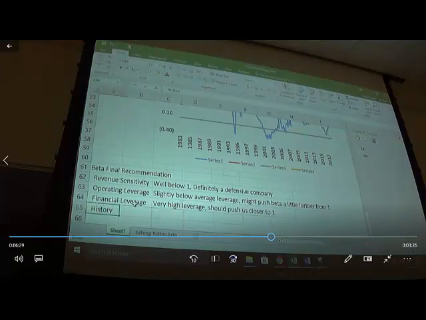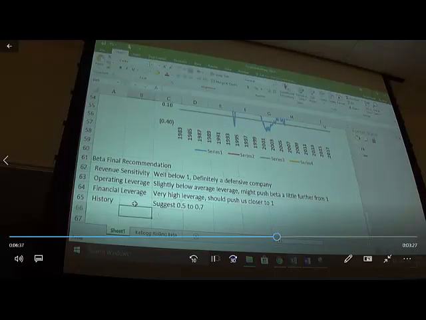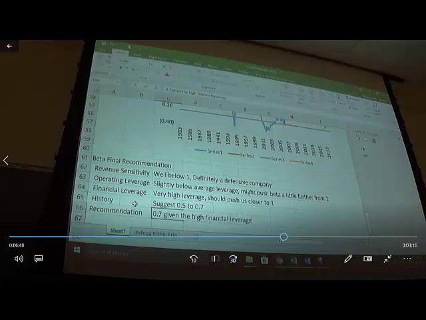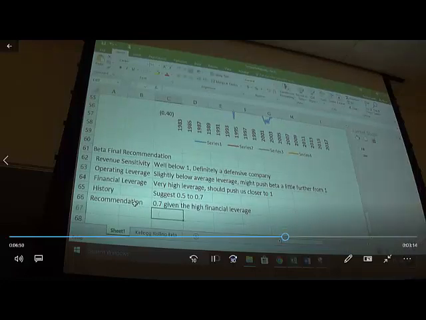History suggests 0.5 to 0.7. Recommendation 0.7 given by financial leverage, something along those lines, okay? So just somehow prove to me you took all 4 of those things together and you came up with the final answer. So essentially, operating leverage is about what I expected.